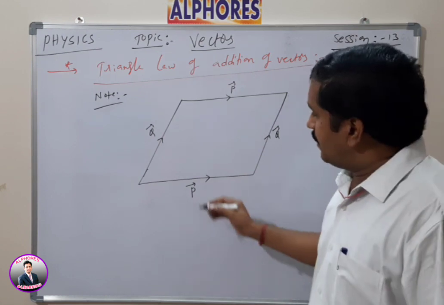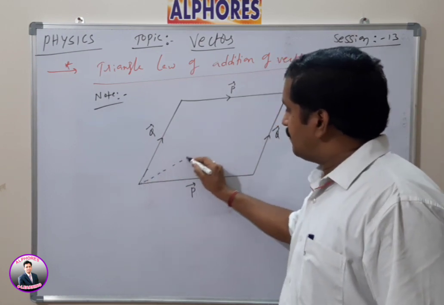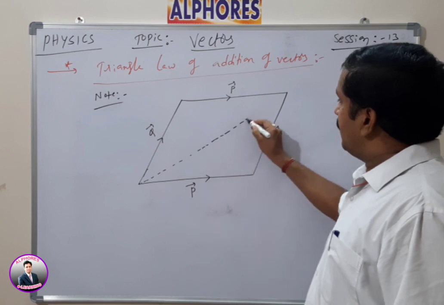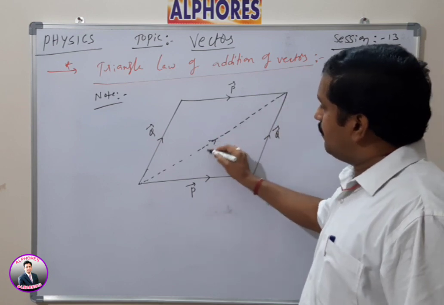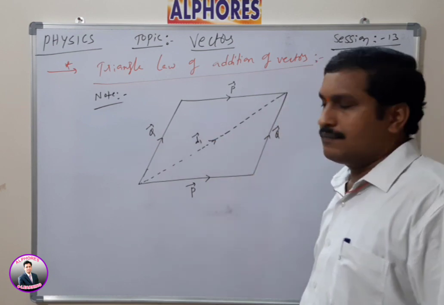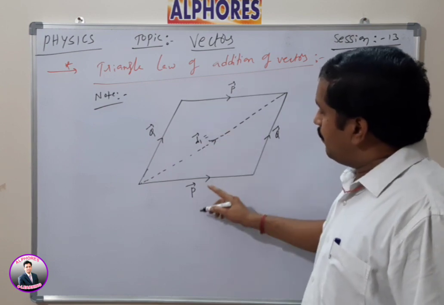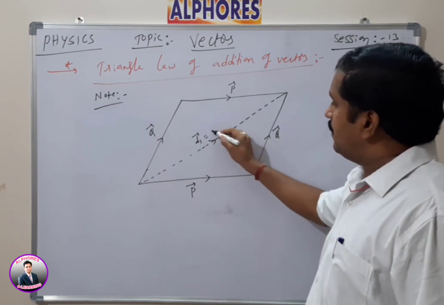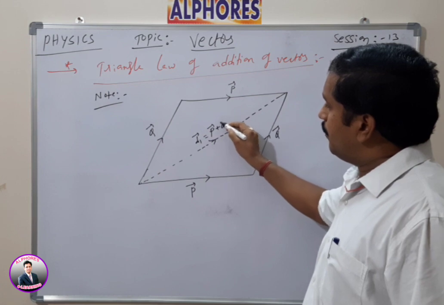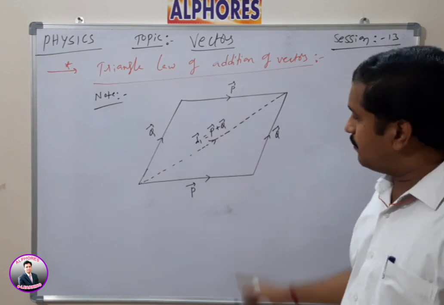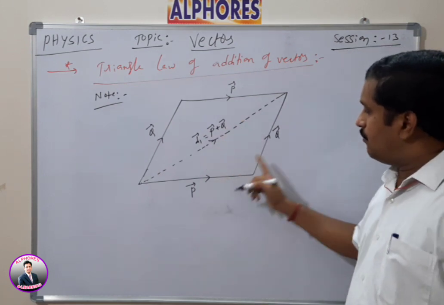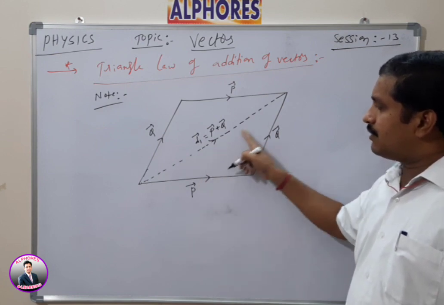Now listen carefully. What are these diagonals of the parallelogram? I am taking this as D1 bar. So D1 bar, this is P bar, this is Q bar, means this is nothing but P bar plus Q bar. As per the triangle of vectors, these two vectors are taken in the same order, and the third vector is in opposite order.